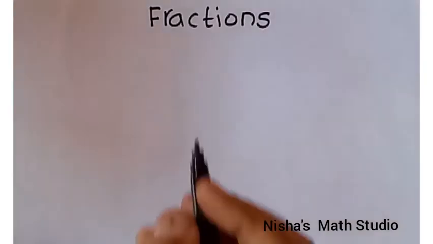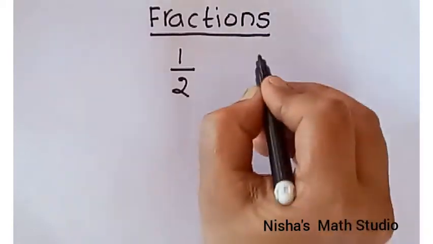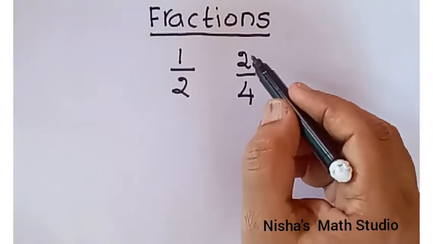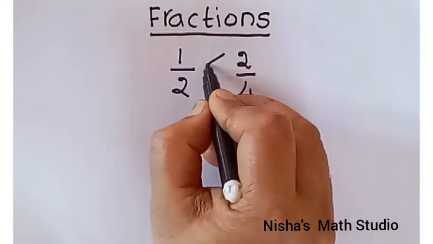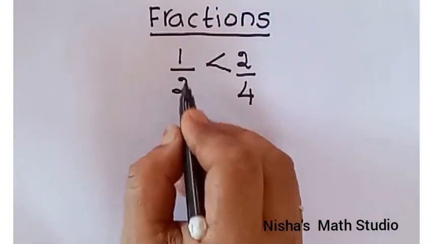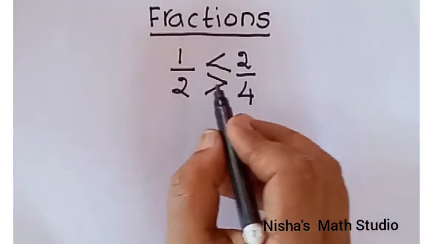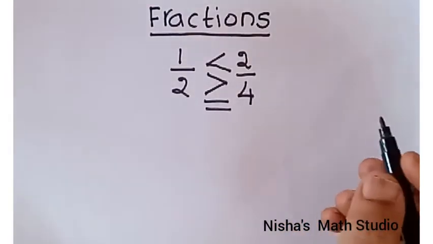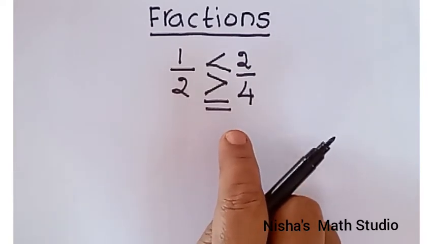Now, before going into today's activity, let me take two fractions, 1 by 2 and 2 by 4. Let's compare these two. Because 2 and 4 are bigger than 1 and 2, do you think that 2 by 4 is greater than 1 by 2? Or maybe 1 by 2 may be bigger than 2 by 4. Or there is also the possibility that 1 by 2 is equal to 2 by 4. What do you think is your answer? Note down your answer. Let's come back to this after we finish our activity.